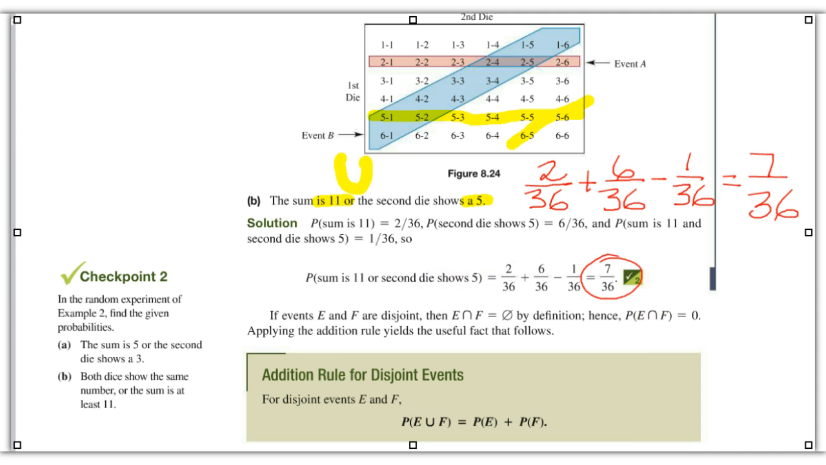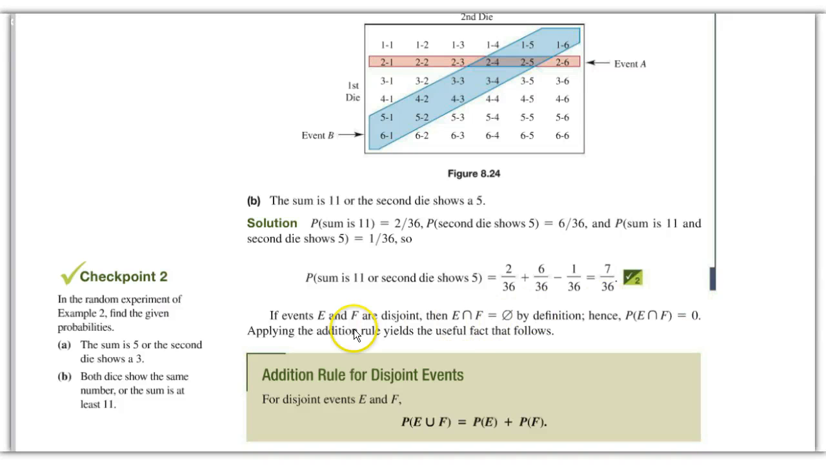Now as we continue, we see if events F and E are disjoint, of course, by definition, their intersection is an empty set. So hence, the probability when they are disjoint of those events occurring together is 0. And they're showing that as a rule down below.